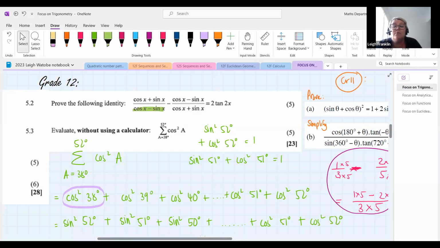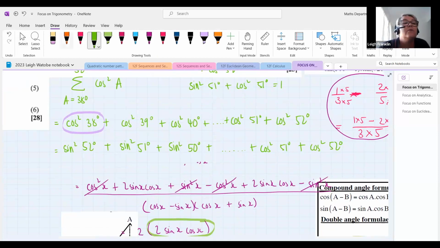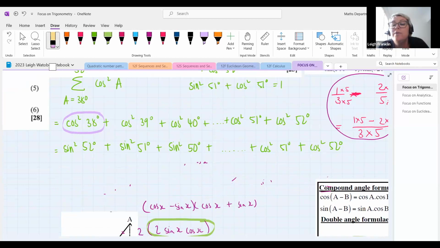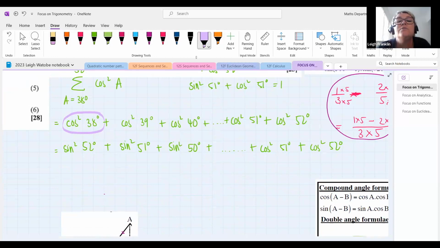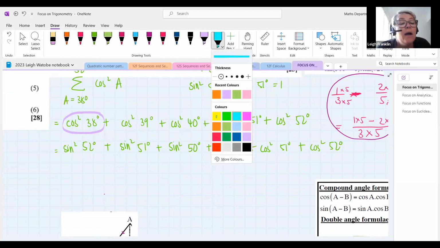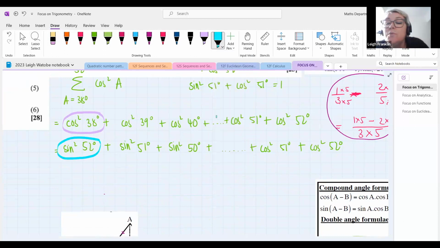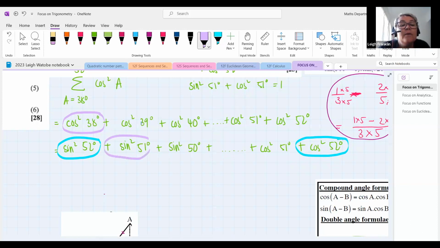Now, in the middle of all of this, we've got cos squared 45, and cos squared 45 and sine squared 45 are equal to each other. That's right in the middle. So this one over here and this one over here add up to 1, and this one over here and this one over here add up to 1.